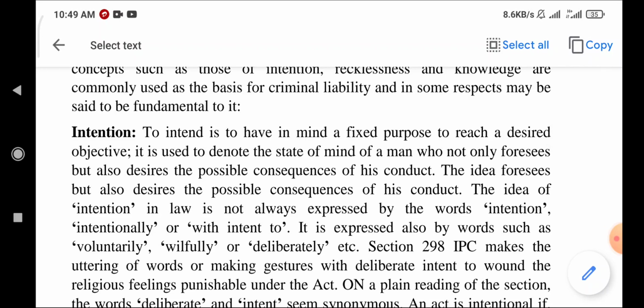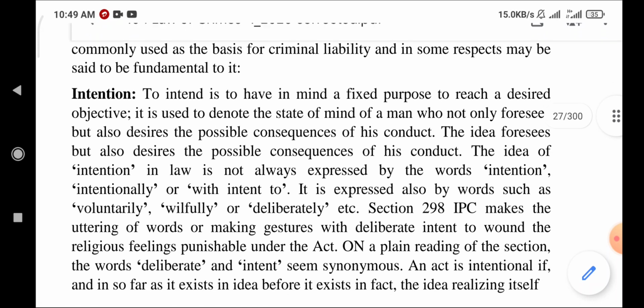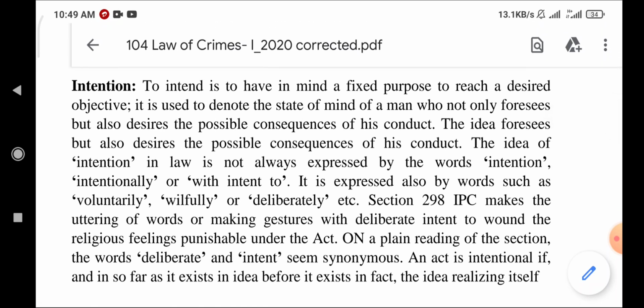Intention. What does it mean? To intend is to have in the mind a fixed purpose to reach a desired objective. It is used to denote the state of mind of a man who not only foresees but also desires the possible consequences of his conduct. The idea of intention in law is not always expressed by the word intention, intentionally, or with intent to. It is expressed also by words such as voluntarily, willfully, or deliberately.